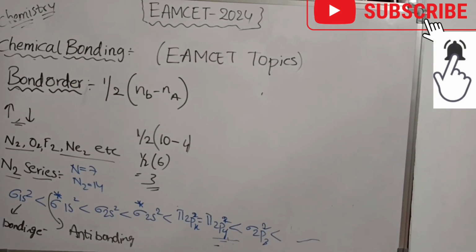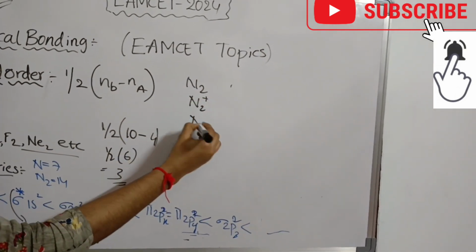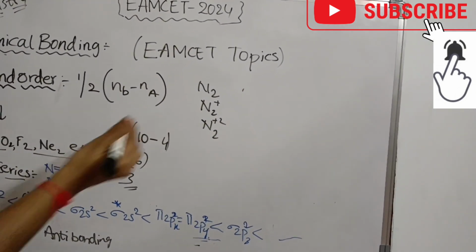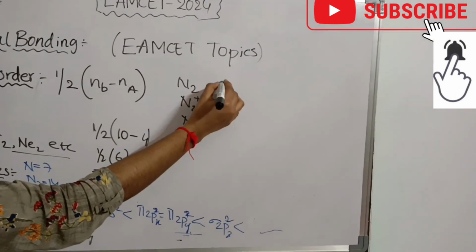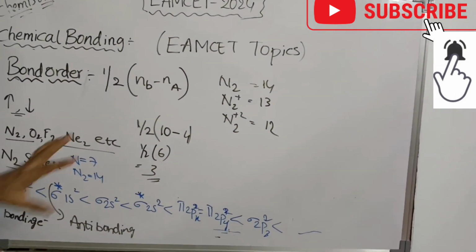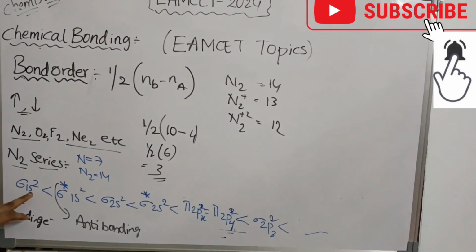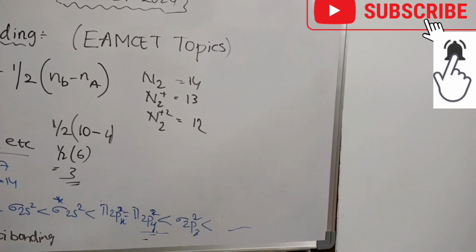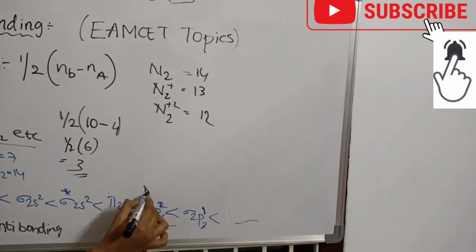Mostly they are asking the increasing and decreasing order of the N2 series, like N2, N2 plus and N2 plus 2. So how can we write for N2 plus? Simple. N2 plus means it is losing one electron. So how many electrons will be there? Here 14 electrons, here 13 electrons, here 12 electrons. For N2 plus I am saying 13 electrons. Please listen carefully. 1, 2, 3, 4, 5, 6, 7, 8, 9, 10, 11, 12, 13. Here one electron will be lost.